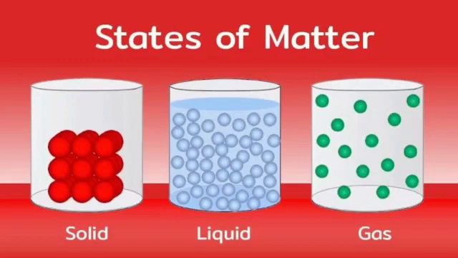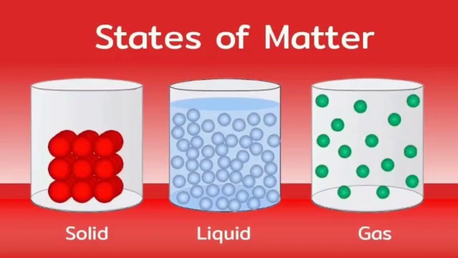They are arranged in a regular pattern, and we cannot compress a solid or change the shape of a solid. It is because the molecules of a solid are very tightly or closely packed and they cannot move away from their fixed position. So that is why solids have a fixed shape and a fixed volume.